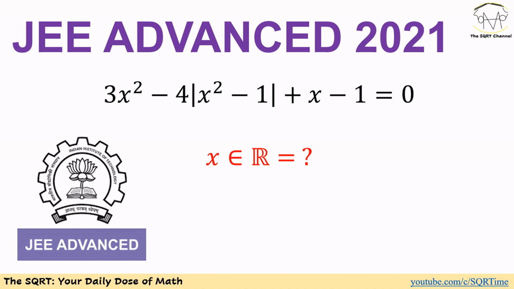In this video, we are going to talk about a problem that we got from JEE Advanced from 2021. In this problem, we have 3x to the power of 2 minus 4 times the absolute value of x to the power of 2 minus 1, plus x minus 1, is equal to 0. In the original question, it asked how many values for x belonging to the real numbers we can have to satisfy this equation.